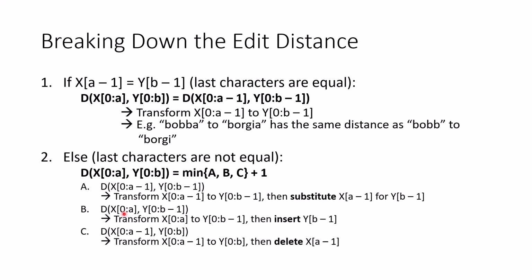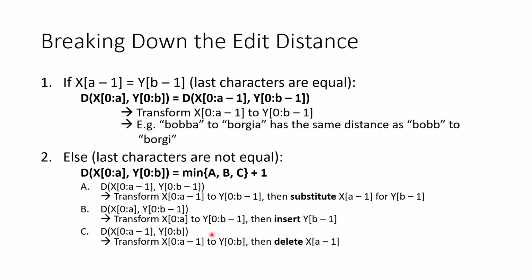We can also consider the case where, let's suppose we have x of 0 to a, so all the characters of x, and we're only going to transform that into the first b minus 1 characters of y. Okay, so x of 0 to a to y of 0 to b minus 1, and then we insert the last character of y. So that'll be one operation plus whatever the distance is from x of 0 to a to y of 0 to b minus 1.